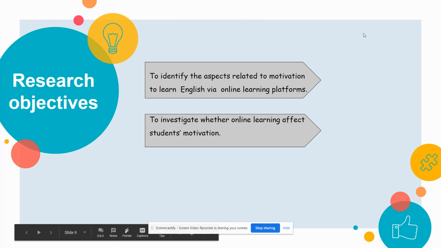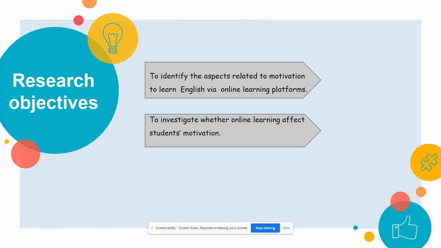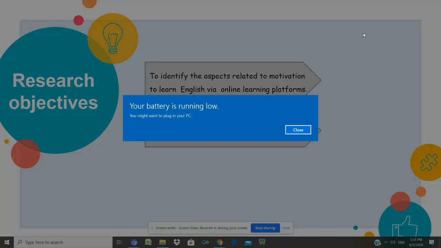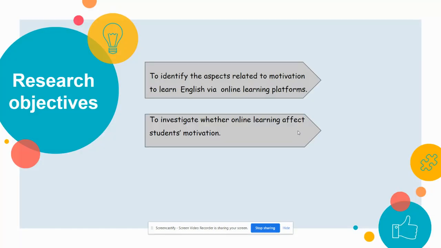Let's continue with the research objective. These two are the research objectives, or the main purpose of my study, which is to identify the aspects related to motivation to learn English by online learning platforms and also to investigate whether online learning affects students' motivation.